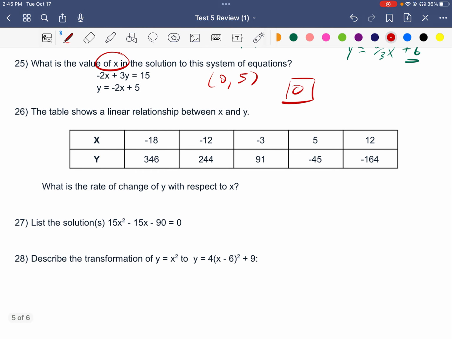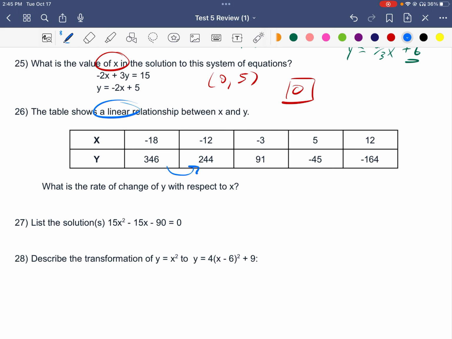The table shows a linear relationship. I'm going to underline that keyword or circle it. It's linear. I know it's a constant rate of change. So what is the rate of change of y with respect to x? So it's just asking for the average rate of change. So I'm going to find the change in the y value, from 346 to 244. How is it changing?